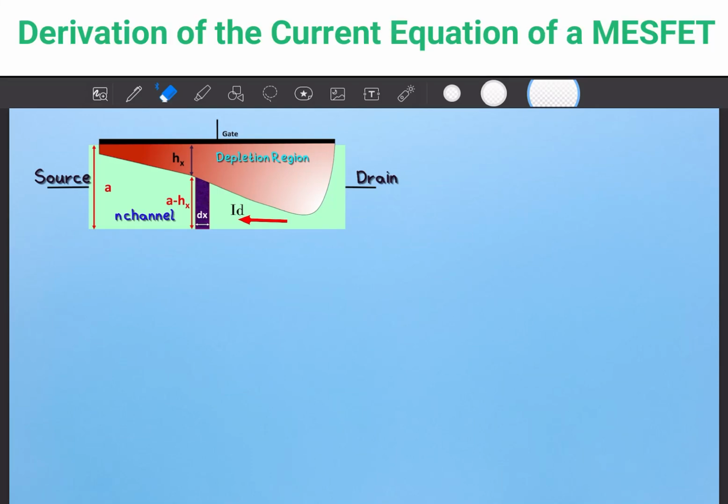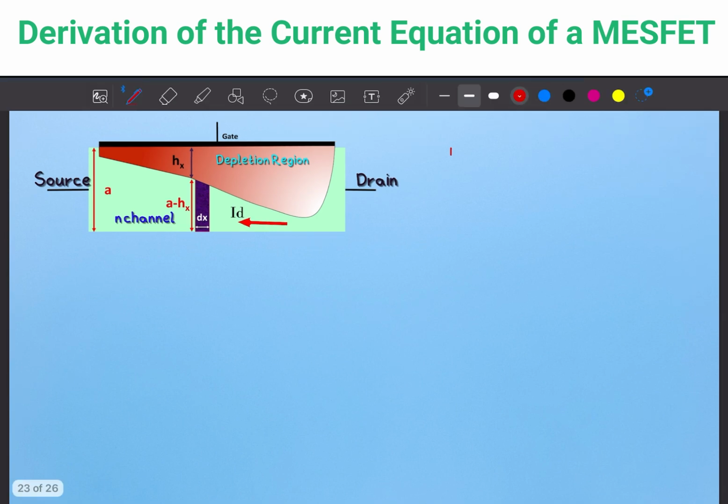In our previous discussion, we discussed the IV characteristics of a MOSFET. Today we will derive the equation for this IV characteristics curve by increasing the value of VDS and analyzing the tapered shape of the depletion region. Firstly, we will assume that this is the X direction, this is the Y direction. We will assume that the electric field only works in this Y direction.